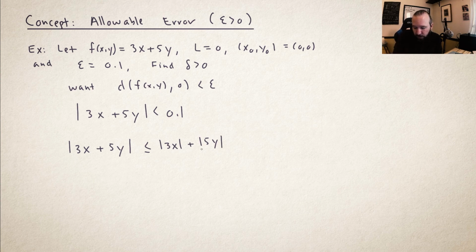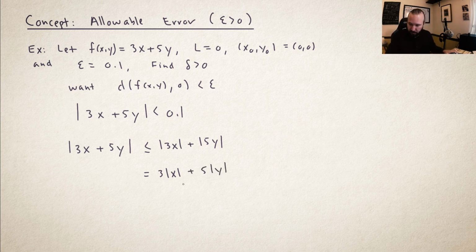This is a really interesting trick, and I encourage you to try to think about this trick that I've done here and justify it to yourself. It has a name. It's called the triangle inequality, and it's a big part of introductory math theory. So if you want to do some reading on this inequality, I encourage you to look up the triangle inequality. Anyway, so now I can factor out the 3 and the 5.